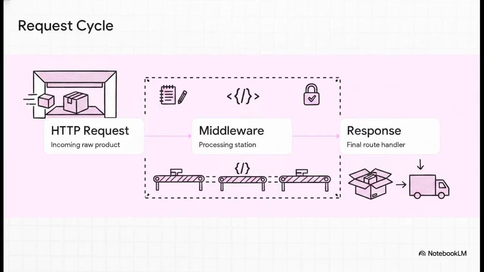An incoming HTTP request is like raw material entering a factory. It hits that first middleware processing station. Maybe that station logs the request. Then it moves to the next station, to parse a JSON payload, and another to check if the user is authenticated. If everything checks out, it reaches the end of the line, the final route response, which packages everything up and ships it back to the client. It's totally modular, which makes scaling your app a breeze.